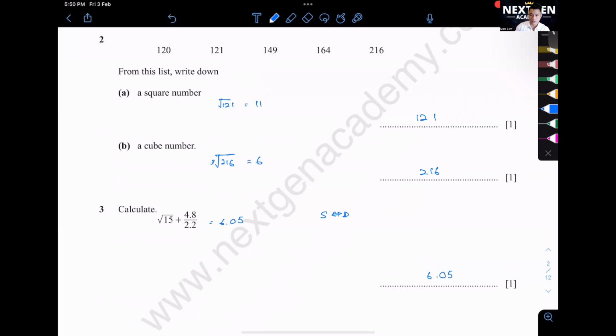Don't write so many decimal places. Don't write too few. Remember, 3SF. Just follow the rules, because sometimes the marker is a bit strict, so we don't want to give them any excuse to take away our marks. Okay, let's go. Next one.